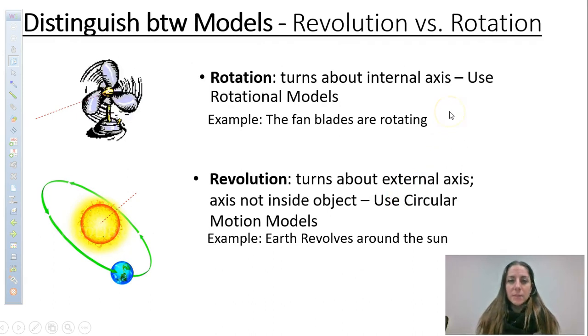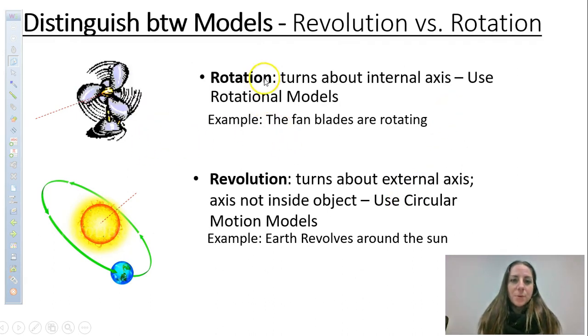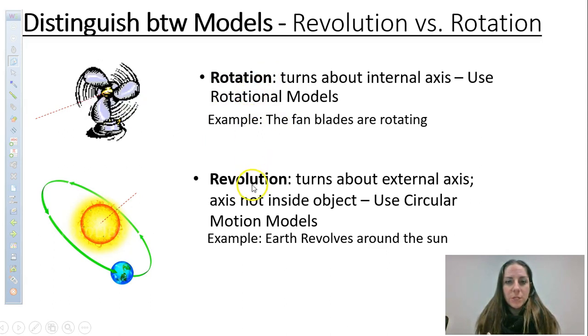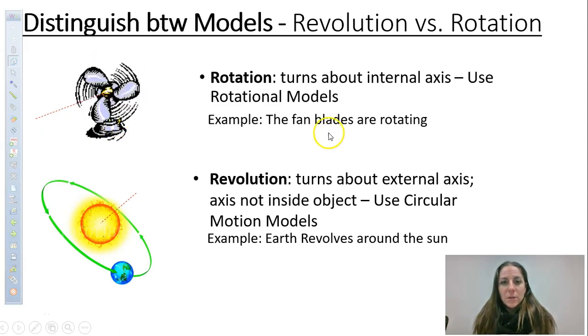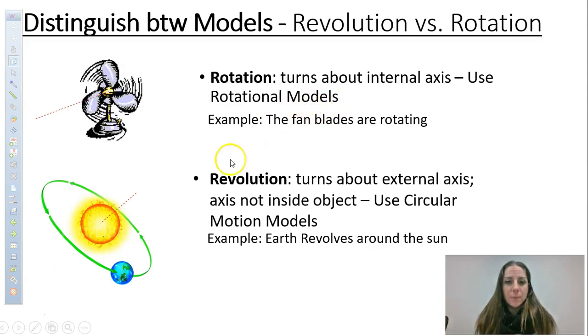So this is slightly out of order, but that's okay. Just a quick distinction between rotation and revolution. Rotation is when the axis is inside the object. So notice in this fan blade example, the fan blades are rotating about this imaginary axis, which is inside the object. When we do that, we use rotational models. So everything that I'm teaching you now.